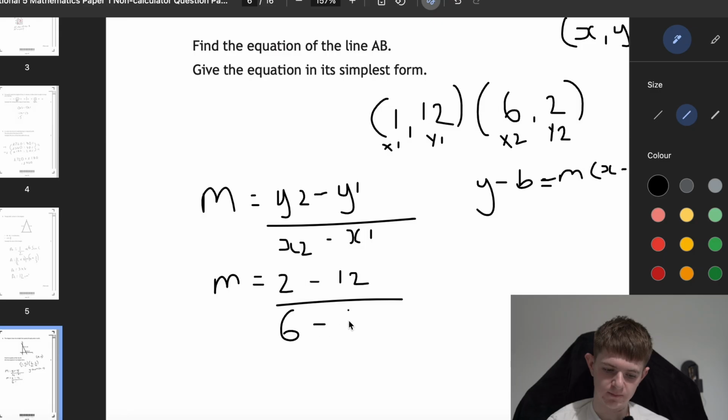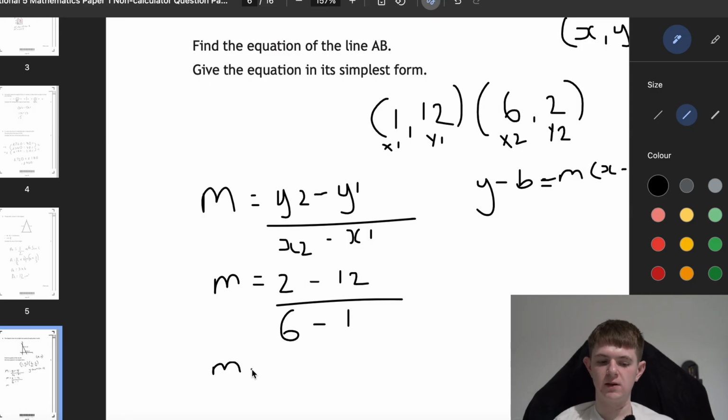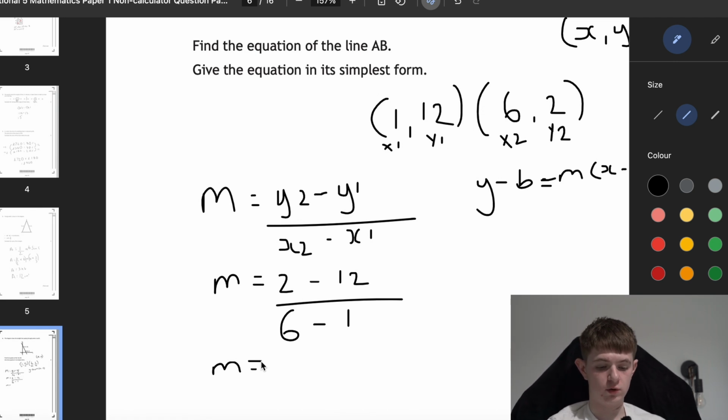I should say 9 times out of 10, if it's a non-calculator paper and you're getting a straight line question, the gradient should always come out pretty nice. Everything should be pretty nice. So if you're getting a number that's going to be tricky down the line, you've maybe gone somewhere wrong. 9 times out of 10 that is, and you can see it clearly here in a second.